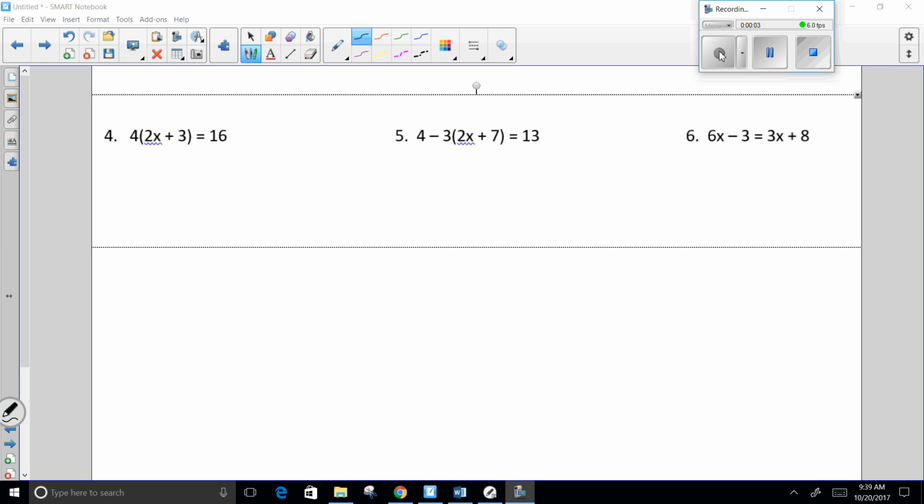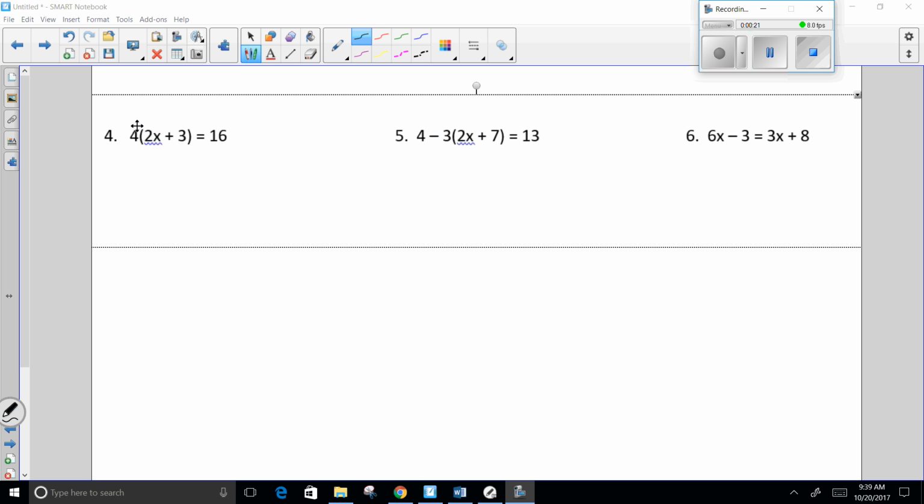In this video, we're going to be solving multiple step equations. So if you notice on number 4, you have 4, and then parentheses 2x plus 3 equals 16. So we have multiple steps we have to do here. The first thing that we're going to want to do is get rid of these grouping symbols.